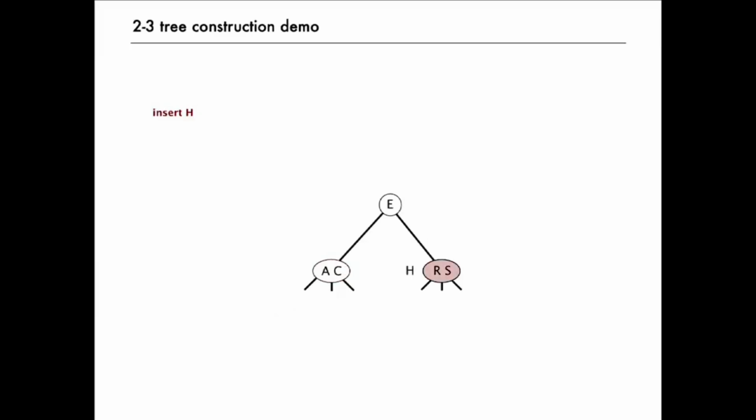Now we insert H, that goes to the right of E, that 3 node gets converted into a 4 node. That's a temporary 4 node, we split and move R to the parent.